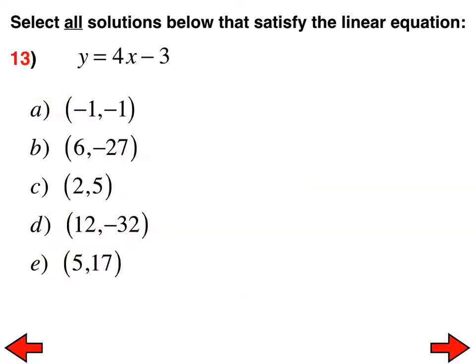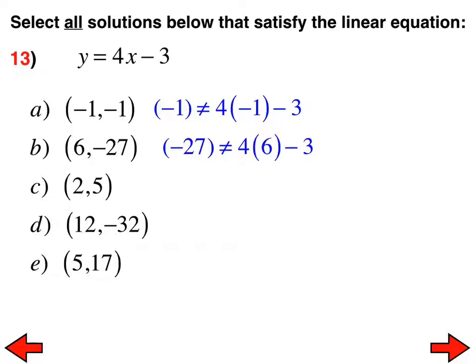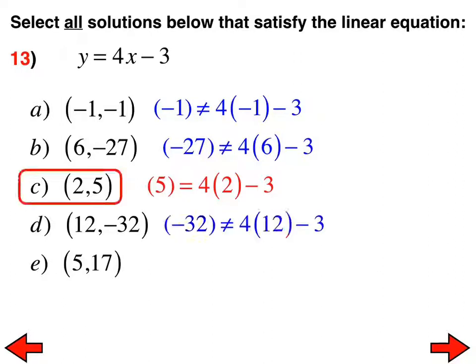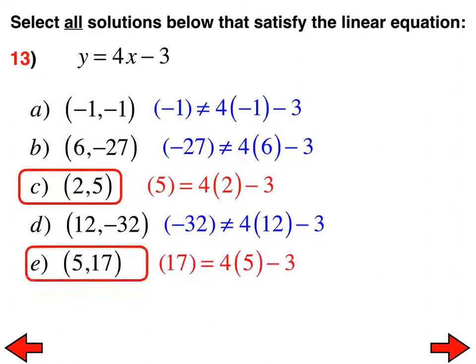Select all the solutions below that satisfy the linear equation. Negative 1 comma negative 1. Solution, yes or no? No. Okay, very good. How about 6 comma negative 27? No. How about 2 comma 5? Yes. All right, very good. How about 12 comma negative 32? No. All right. And how about 5 comma 17? Yes. All right, excellent.